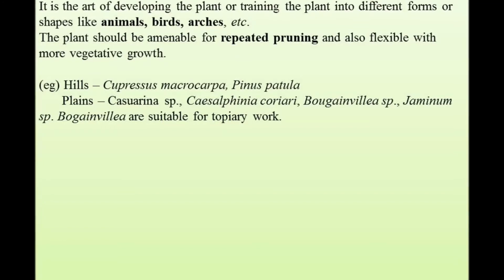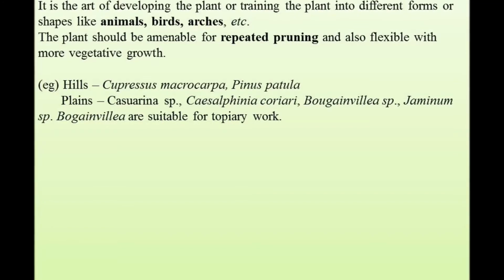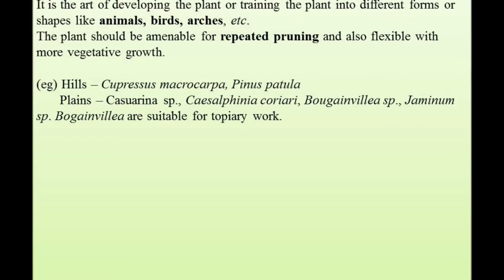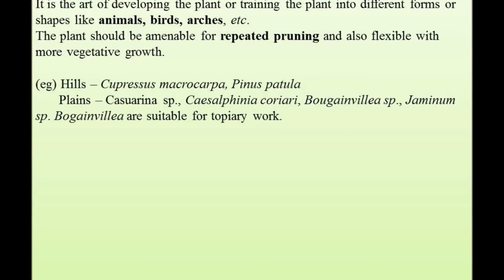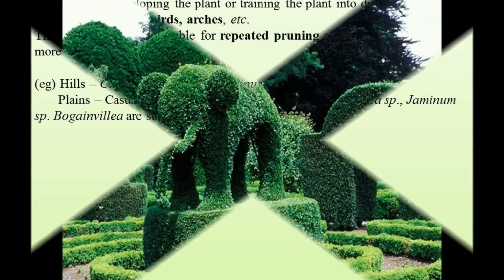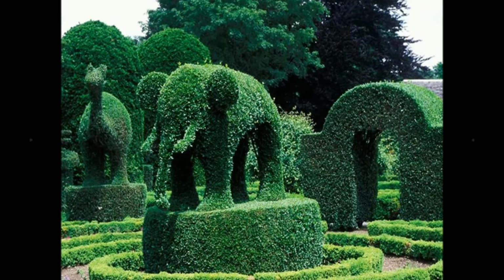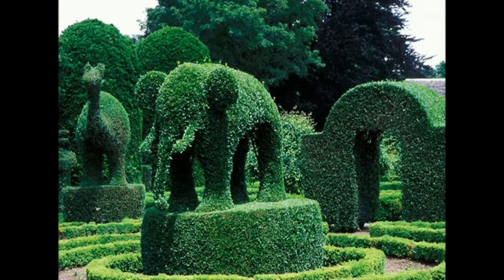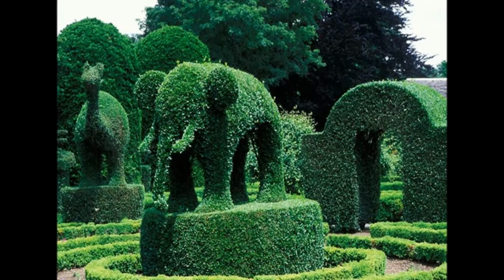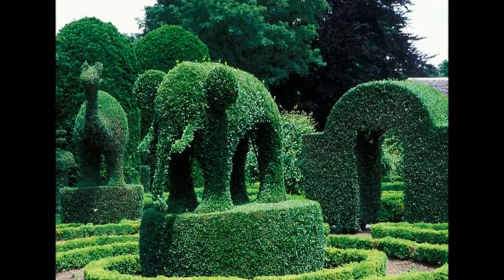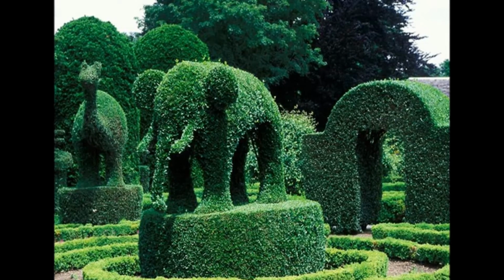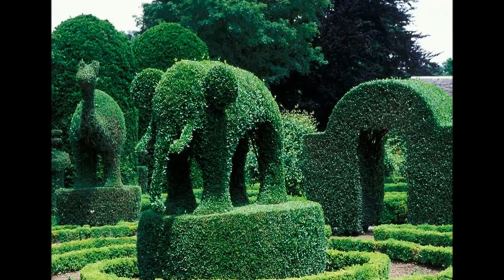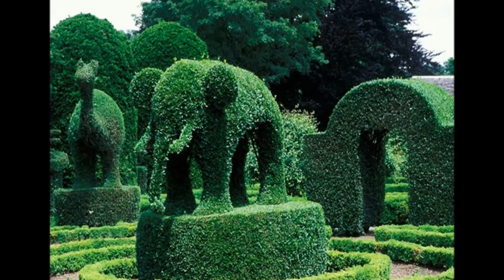If you want to make topiary work in hilly areas, generally Cupressus macrocarpa and Pinus species, such hilly species, are suitable for topiary work. And generally in plain gardens, species like Casuarina, Caesalpinia, Bougainvillea and Jasminum are more suitable for making topiary work.